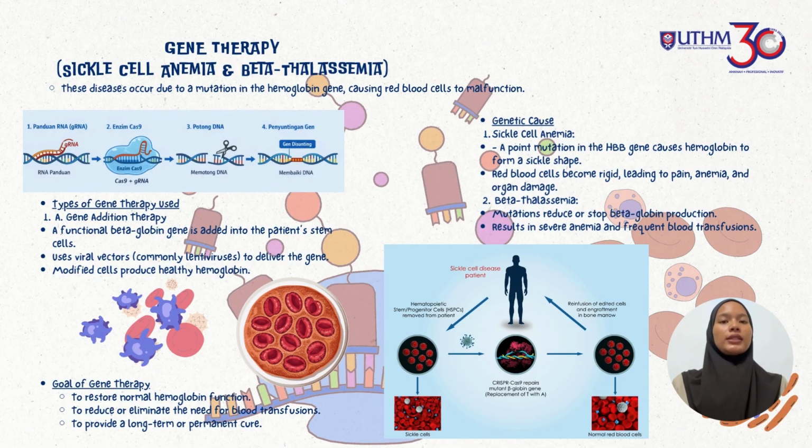In this slide, I will explain about the application of CRISPR, which is gene therapy, for sickle cell anemia or beta thalassemia. This disease occurs due to mutations in the hemoglobin gene, causing red blood cells to malfunction. Type of gene therapy used. Gene addition therapy. A functional beta-globin gene is added into the patient's stem cells using a viral vector to deliver the genes. Modified cells produce healthy hemoglobin.